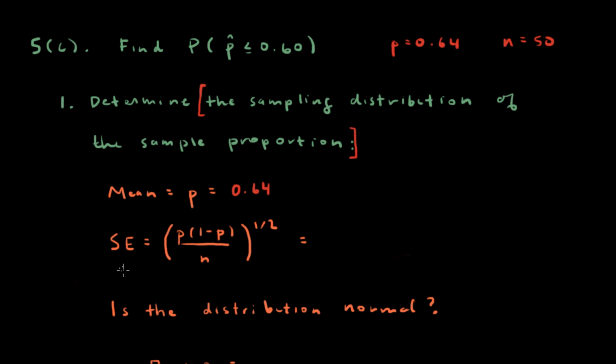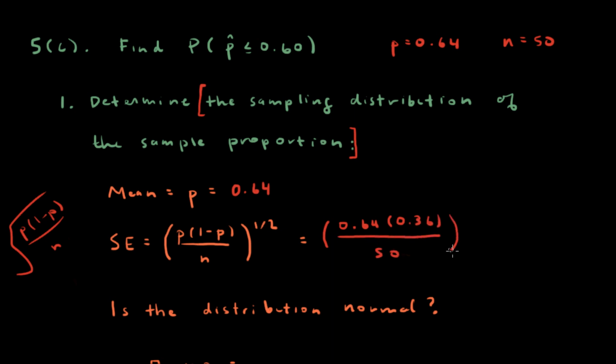For standard error, there are two different formulas that we have. In this case, we're given a p and an n, so we want to use the formula that has a p and an n. This formula is the same thing as this square root. I like writing 1/2 as an exponent. These are the same formulas though. It's just easier for me to write this. But plugging stuff in, 0.64 is your p. 1 minus p is 0.36 over 50 to the 1/2 power. This is 0.068.